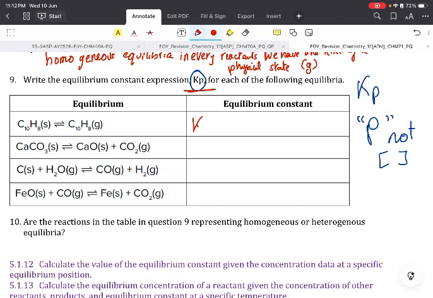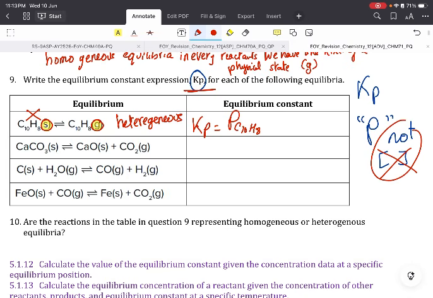So again, as I said here, you are not going to use the brackets. So Kp is gonna be the pressure of C10H8. Now, if you look here, this is gas and this is solid. So the solid will not be included in the formula. So the formula is simply the pressure of C10H8. And as you can see here, the physical states are different. So this equilibrium is heterogeneous.